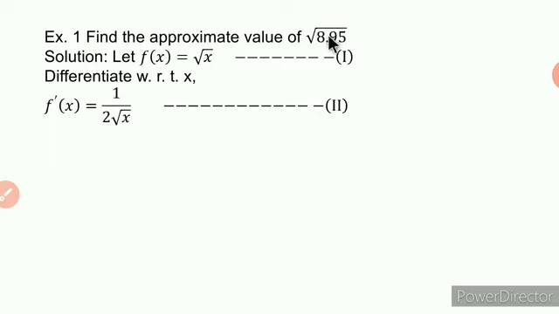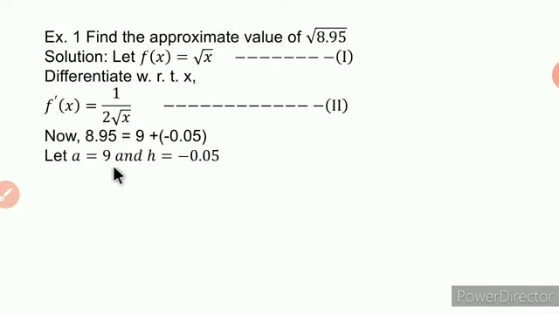Now consider this value that we have been given. It is 8.95. Our aim is to find the square root of 8.95. So consider this value 8.95. It can be written as 9 minus 0.05, that is, 9 plus of minus 0.05. So let here a is 9 and h is minus 0.05.